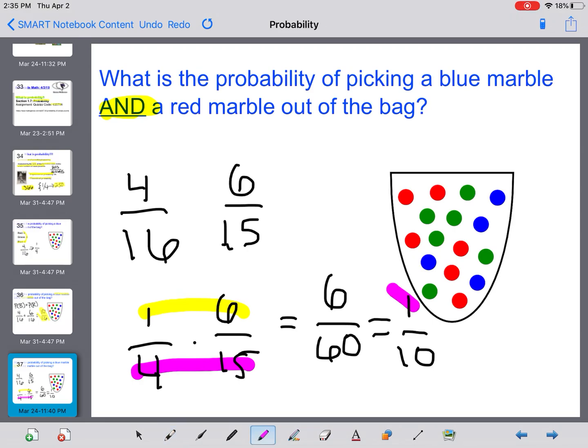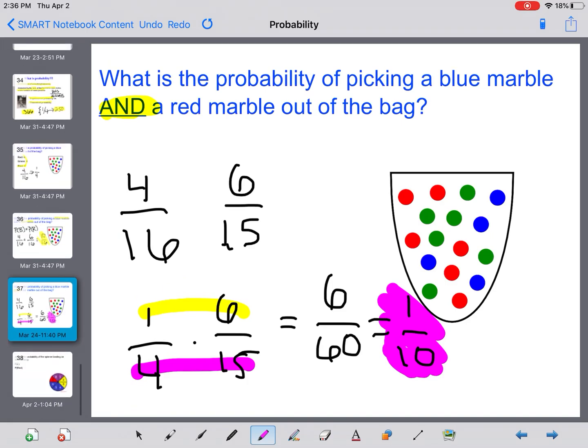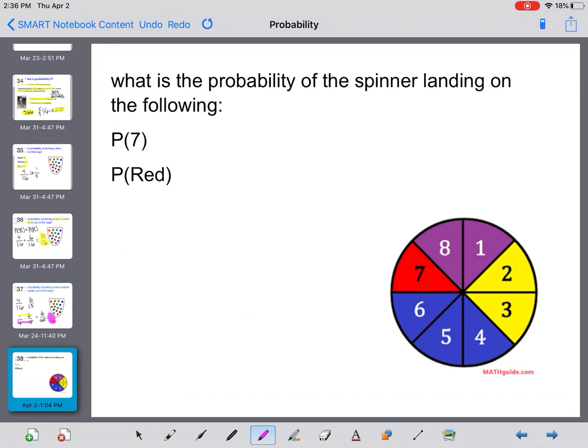These are all theoretical probabilities again. That is what we will be finding for these. So, let's look at this example. What is the probability of a spinner landing on the following? P of 7 and P of red. Well, it turns out they're the same thing because they're the same. But let's find them separately.